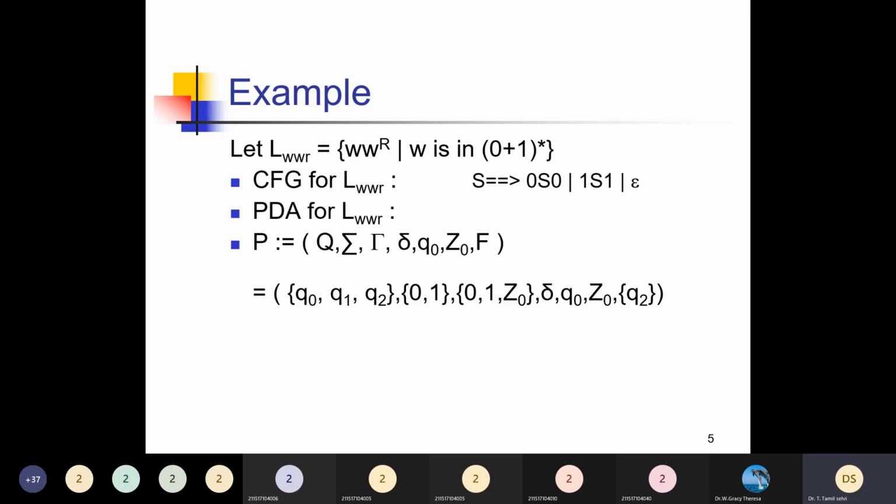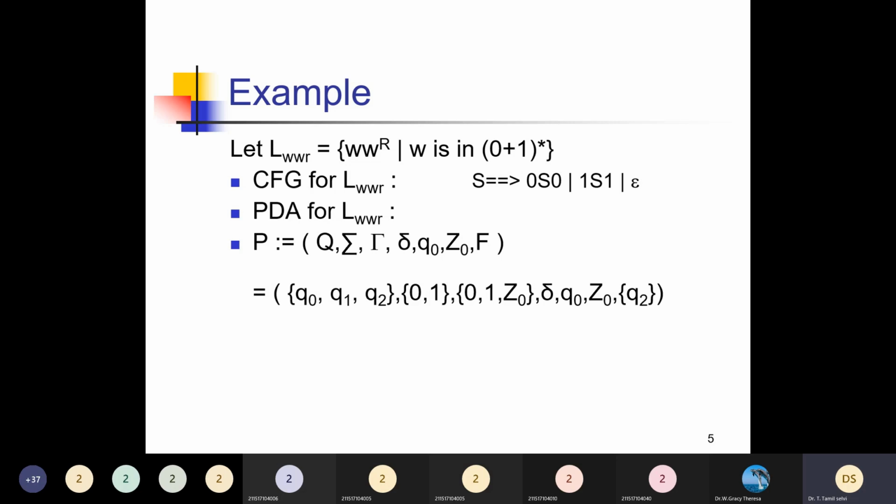So here what is S? It is a non-terminal. And what about 0, 1 and epsilon? These three symbols are the terminal symbols. Okay, in the basic concepts of CFG, we discussed all those things, that is terminals, non-terminals, vertices, start symbol.